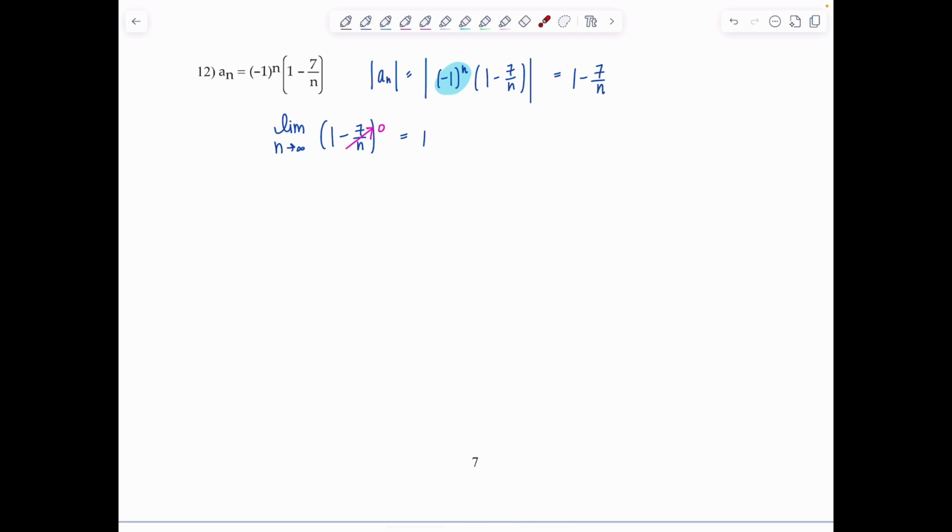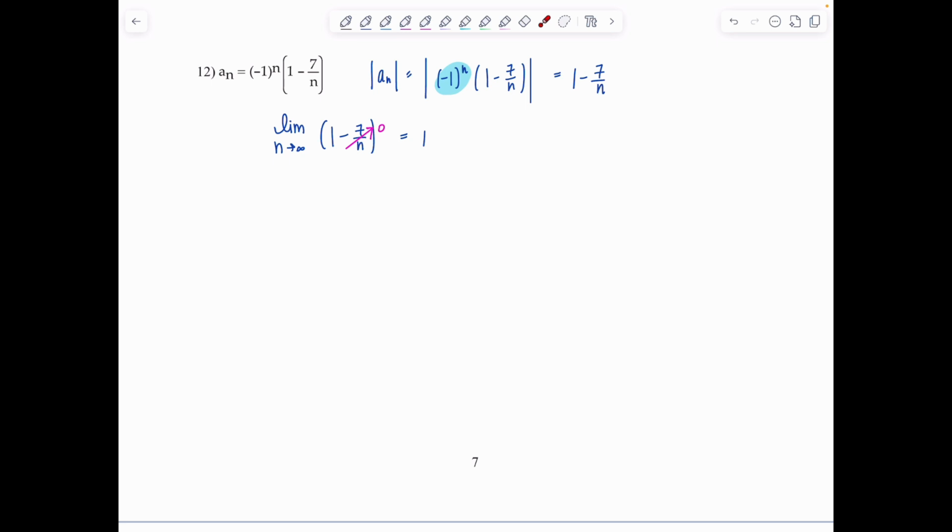Actually, the limit doesn't exist because the even terms, negative 1 to an even number, are all going to be positive and they're going to approach positive 1. And the odd terms, when n is odd, as n gets very large, are going to approach negative 1. This one's bouncing back and forth. So the limit doesn't exist.